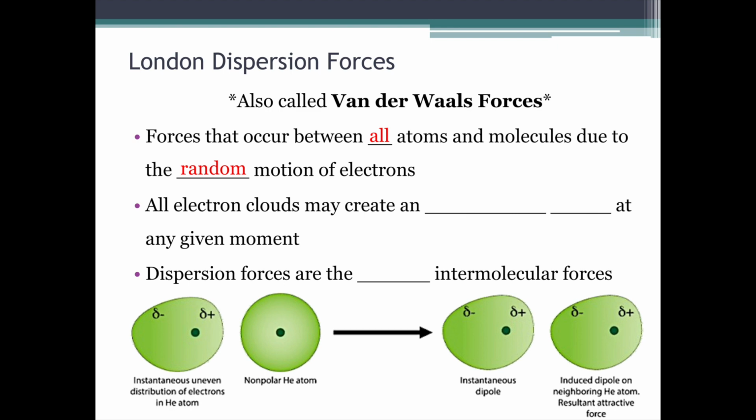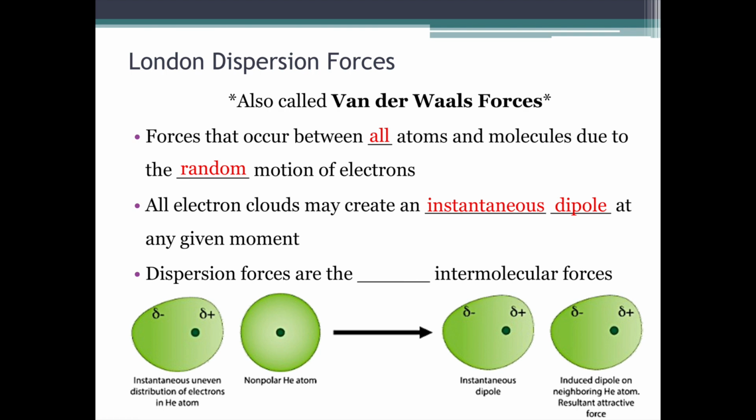When we studied quantum mechanics, we learned that electrons are constantly moving around the atom in this cloud of electrons, and Heisenberg told us we don't actually have a way of knowing where those electrons are at any given point in time. So all electron clouds may create what's called an instantaneous dipole at any given moment. The idea is if electrons are circling around the atom at random, just by chance at any point in time, one side of the atom could end up having more electrons than the other side. This creates a charge difference, right? Electrons are negative, so the side with more ends up having a more negative charge than the other side.